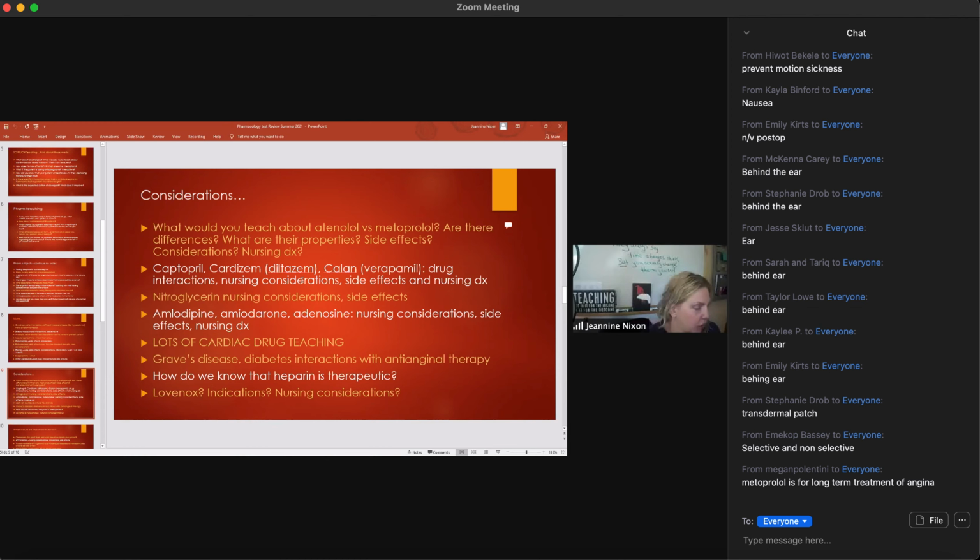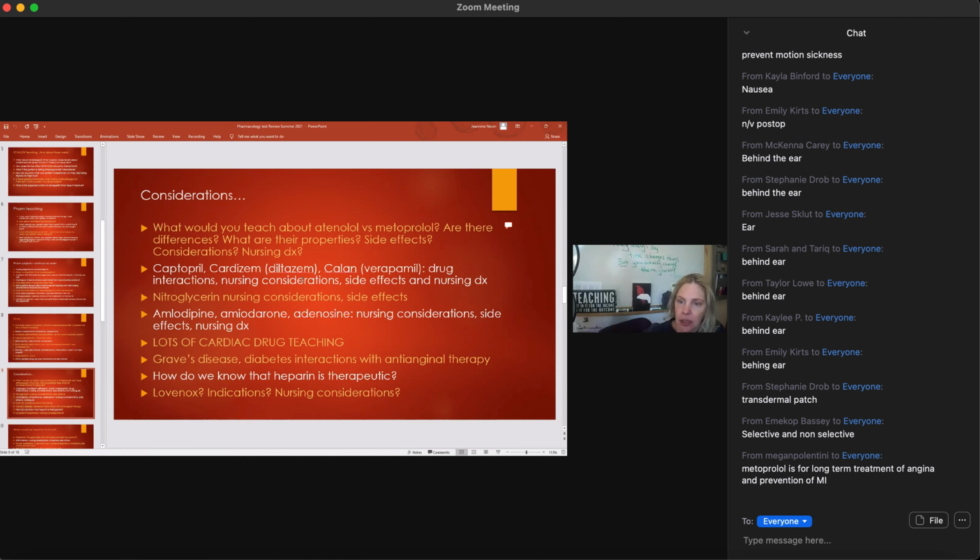So you see all the C drugs are there too for heart, because you know I love saying them all. And so that's how they have them on there. So think about prevention of MI. Amiodarone and adenosine. I don't know why I called it Addison. Adenosine.